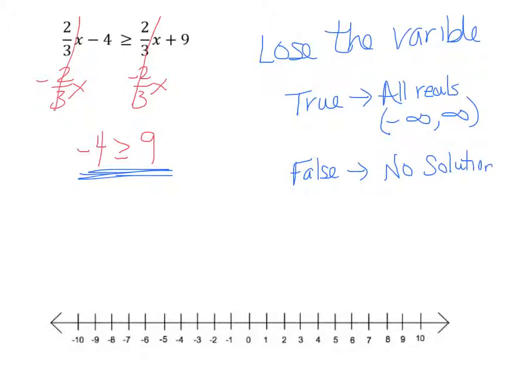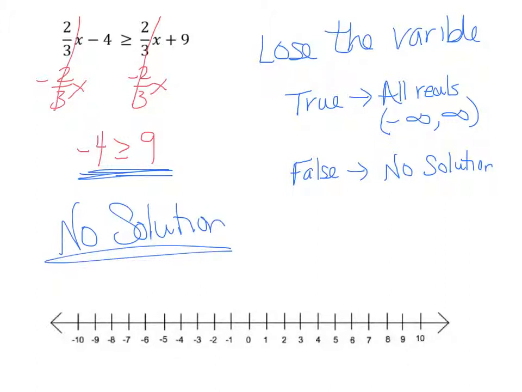Okay, so let's look at our situation. We have to look at this and decide, is that a true or a false statement? Well, negative 4 is not greater than or equal to 9. That is false. So my answer on this would be no solution. Regardless of which method you're supposed to write it, it's just a no solution.